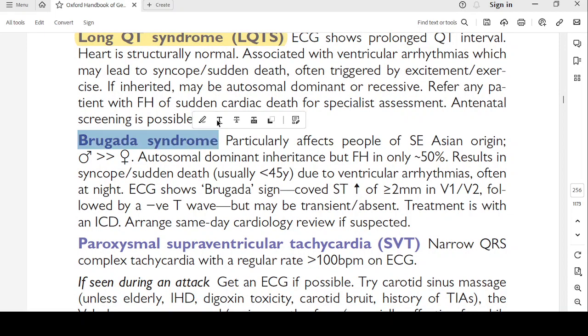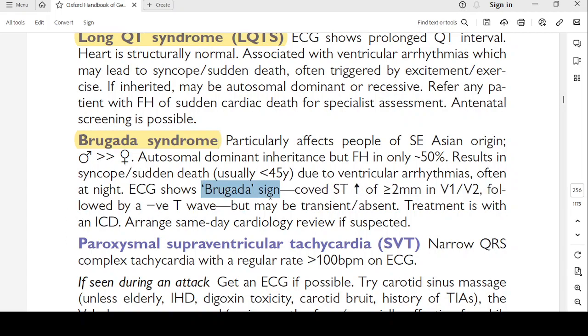Brugada syndrome particularly affects people of Southeast Asian origin, males very much more than females. Autosomal dominant inheritance, but family history is only present in 50% of cases. Results in syncope or sudden death, usually under 45 years of age, due to ventricular arrhythmias, often at night.